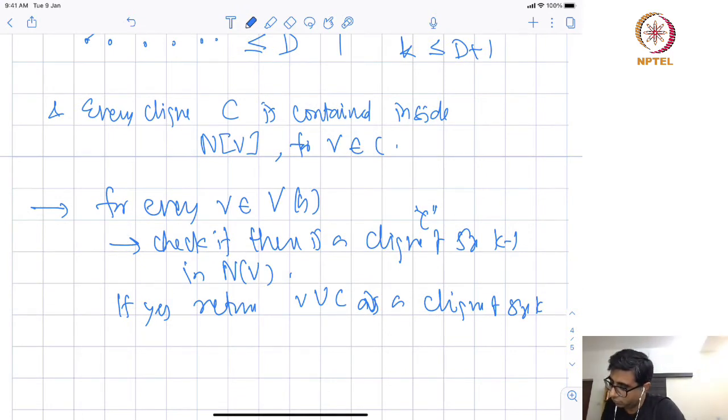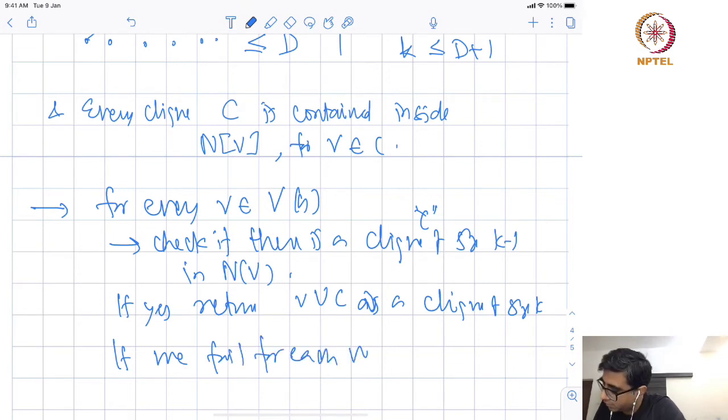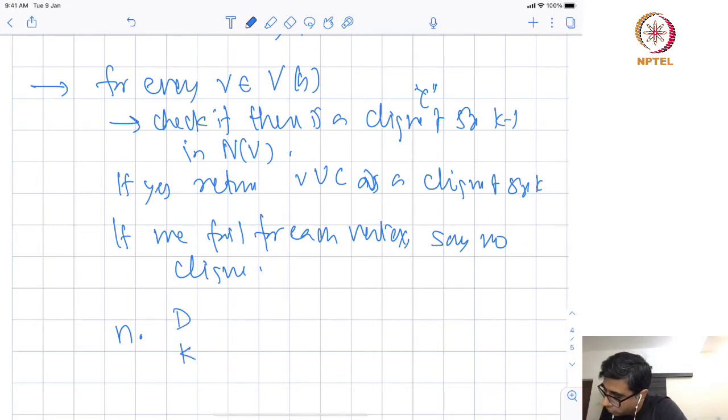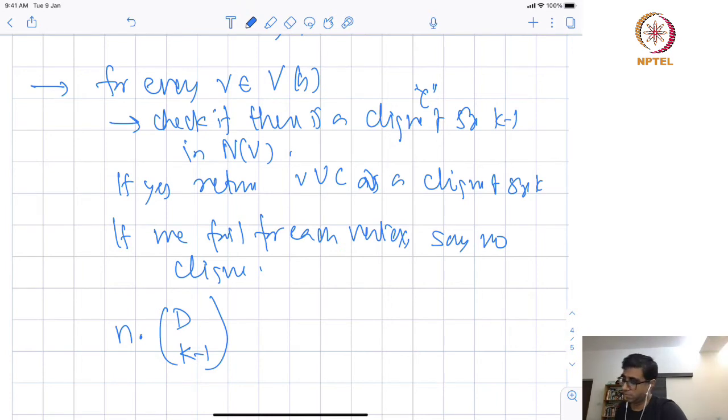Okay. So, if we fail for each vertex, say no clique, right? Then this is easy, right? So, what is the running time of this algorithm? You go over each vertex. For each vertex, you try d choose k minus 1, whether there is a clique of size k minus 1, and then you check whether this forms a clique or not.